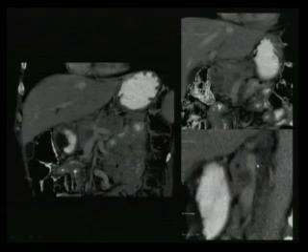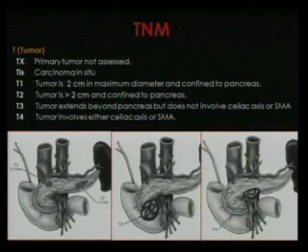In this case, you can see how the porta is affected by the tumor that compresses and displaces the anterior wall. Vascular invasion in this case is suspected. What is the staging system that we use for this?